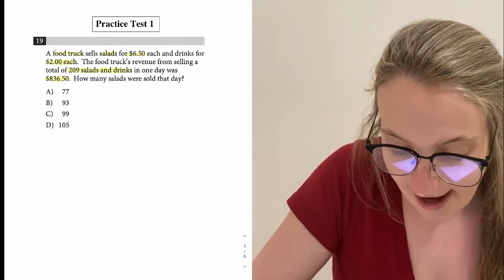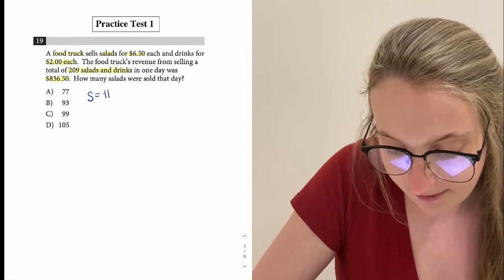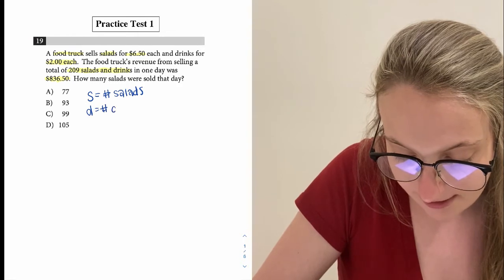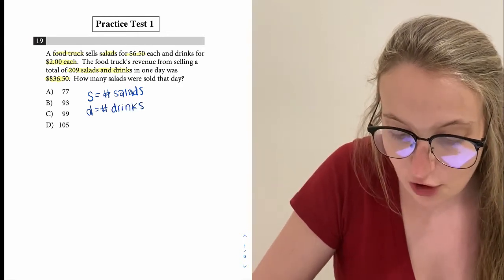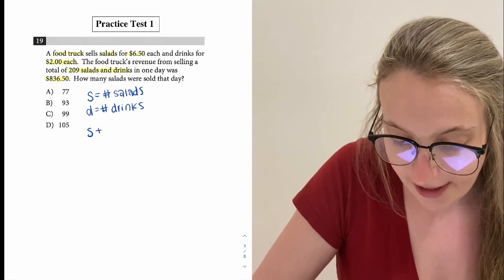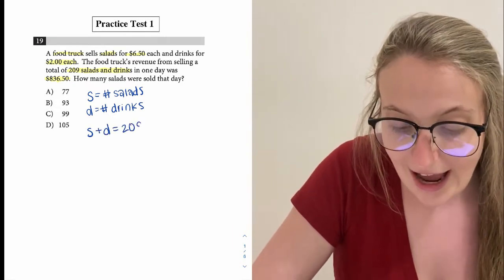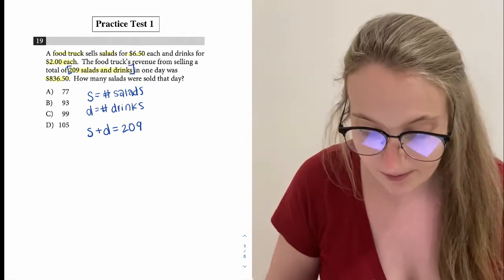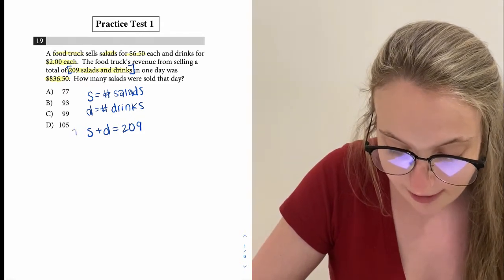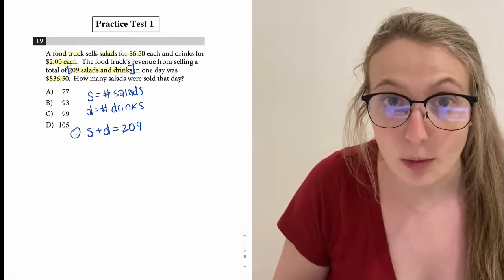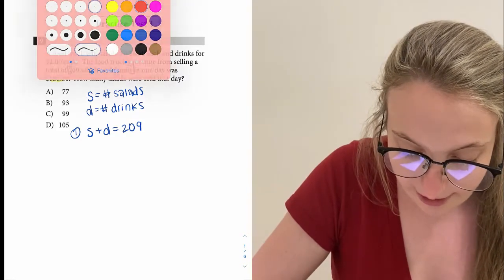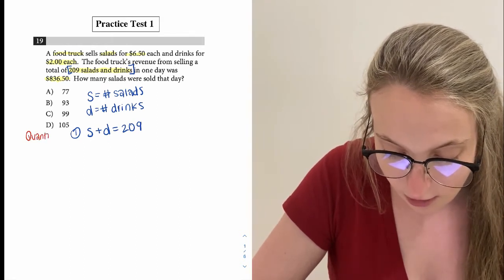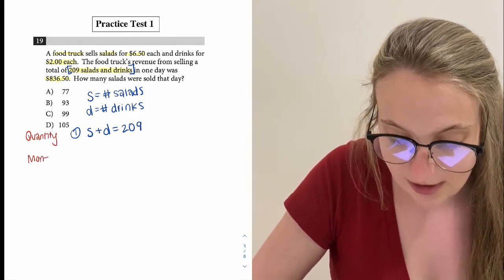All right, so let's call S the number of salads, and let's call D the number of drinks. Okay, so we know then that the number of salads plus the number of drinks has to equal 209, as per this part right here where they told us they sold in total 209 salads and drinks. So this is our first equation, so I'll mark that with 1. This is the quantity equation, so I'll just write that on the side over here. Like I said, there's usually a quantity and then a money equation on the SAT math. So here's our quantity. We'll write the money equation down below.